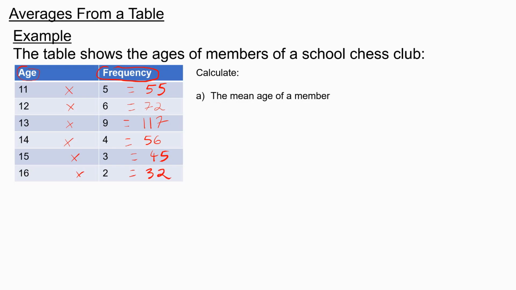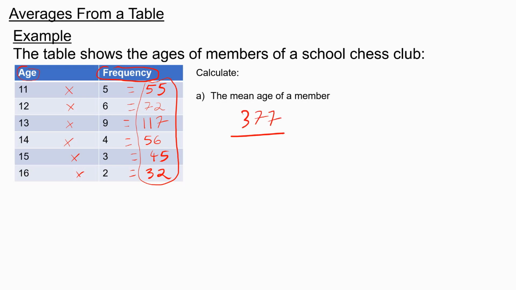What we now need to do to work out the mean is add up what we've just worked out, which is the age times frequency, and divide by the total frequency. So we need to do the sum of what we've just worked out. If I add up 55, 72, 117, 56, 45 and 32, we get 377.